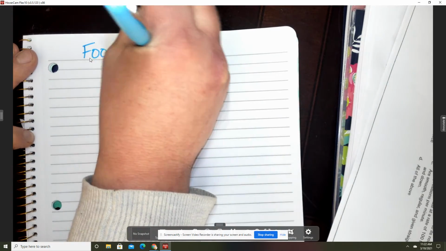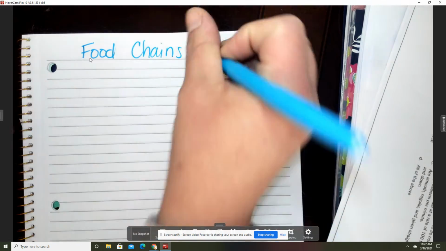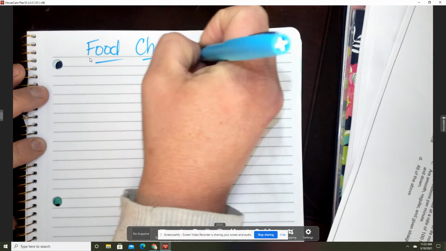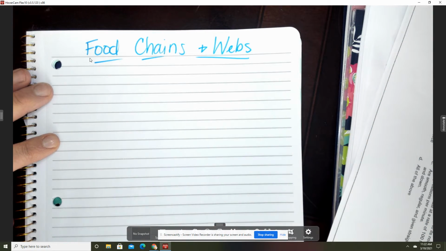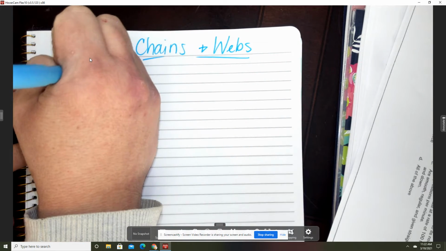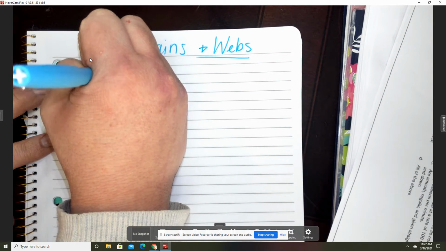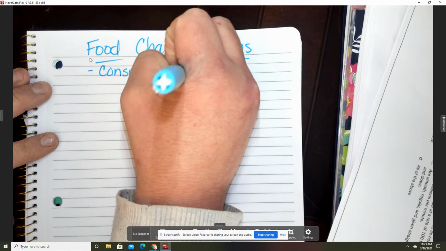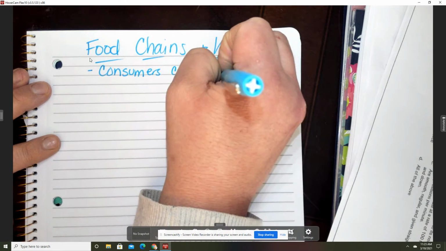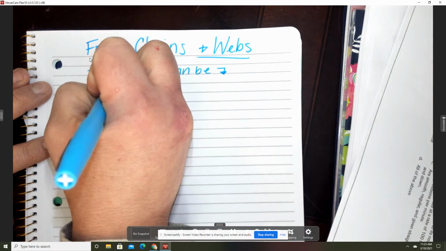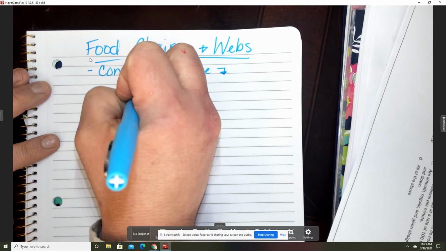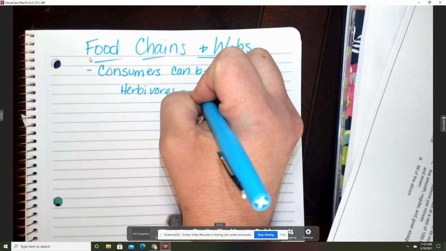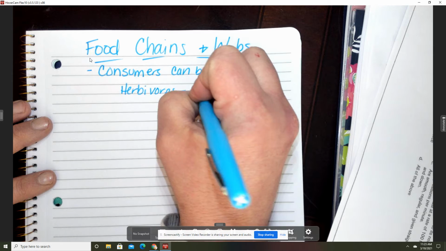So food chains and webs. Okay. So first of all, we need to say that, and these are vocabulary terms that you have heard before, consumers can be herbivores, and this is something that only eats plants.